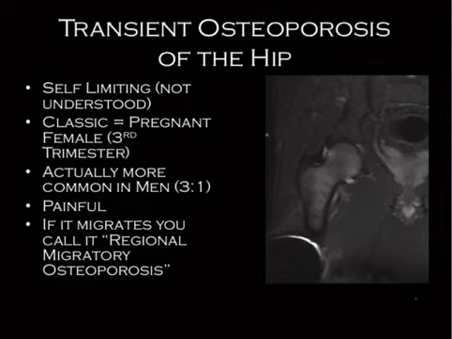Now, this is transient osteopenia of the hip. It was classically described in the third trimester pregnant person. It's painful, so painful hip in a pregnant person. You get an MRI, you see high STIR signal. It's actually more common in men, but for the purpose of multiple choice, I would expect that it would be the pregnant third trimester woman with hip pain because it's how it was classically described. Sometimes it migrates, and they will call that regional migratory osteoporosis. That's probably less likely to get asked. This would be more likely to get asked because it's one of the causes of edema in the hip.